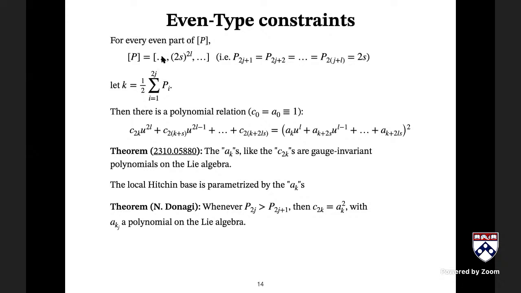Here again, I've used the fact that this partition was special, because that sum is even. It wouldn't be even if the partition weren't special. But anyway, here it's even, so we can divide by 2. And then the claim is that there's a polynomial relation of the form: introduce some formal parameter u and write down a polynomial of degree 2l in u, whose coefficients are C2k, C2k plus s, on up through C2k plus 2l times s. And the statement is that this polynomial is a perfect square.